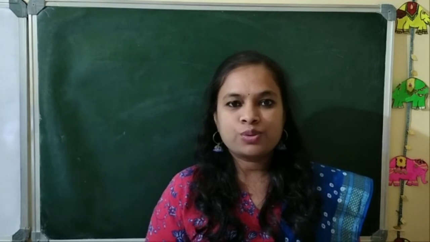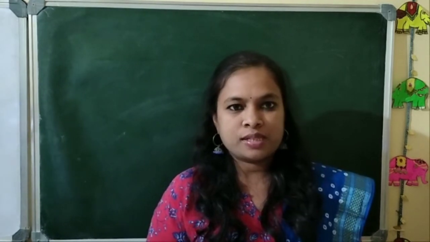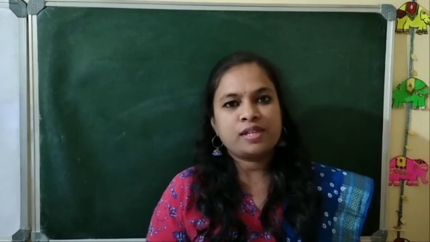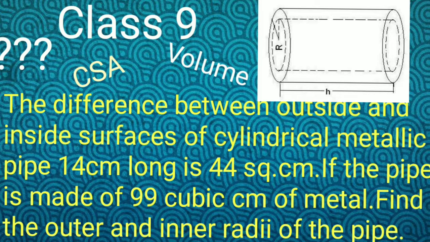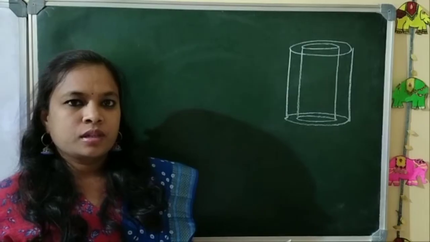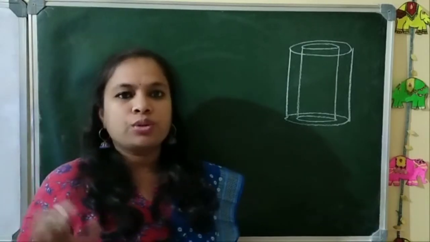Now let us get into another type of question based on class 9 surface area and volume. And here is the question. The difference between the outside and the inside surfaces of a cylindrical metallic pipe 14 centimeter long is 44 centimeter square. If the pipe is made of 99 cubic centimeter of metal, find the outer and inner radii of the pipe. Okay, for this type of question, first you need to draw the figure.